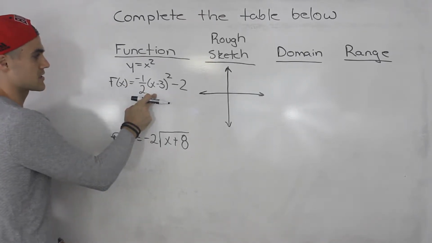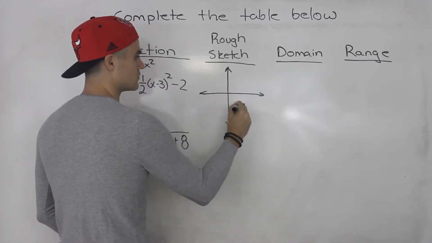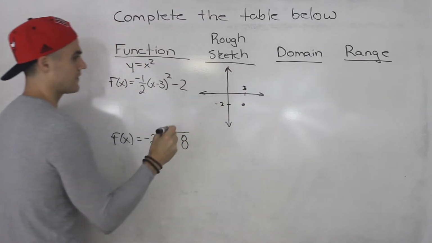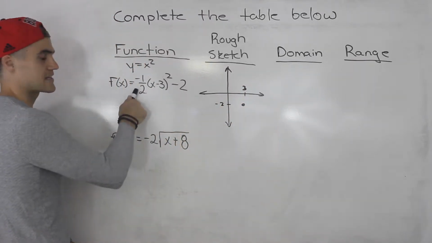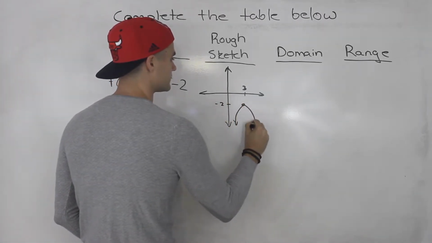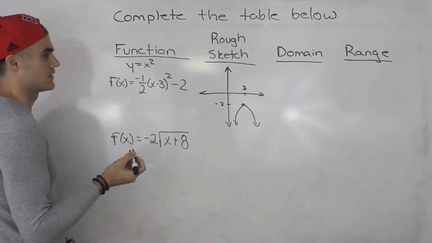Where is the vertex going to be? Well, it's going to be at 3 and -2, which is here. So this is -2, this is 3. And then it's going to be pointing downwards because the a value is negative. So it's going to be going this way. Right? So that's a rough sketch of it.